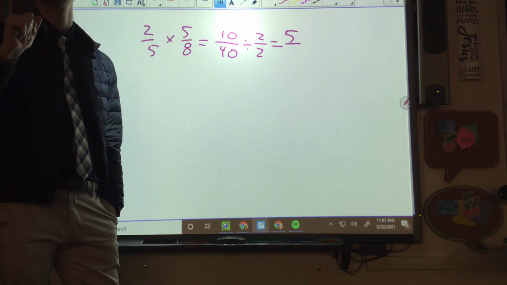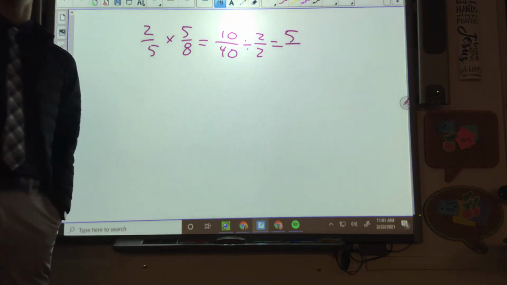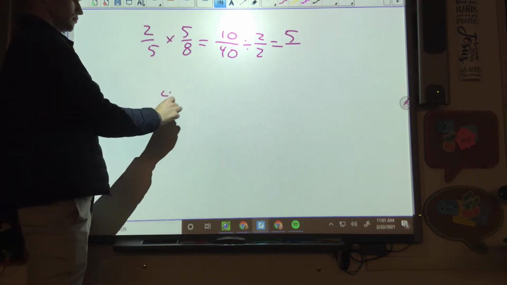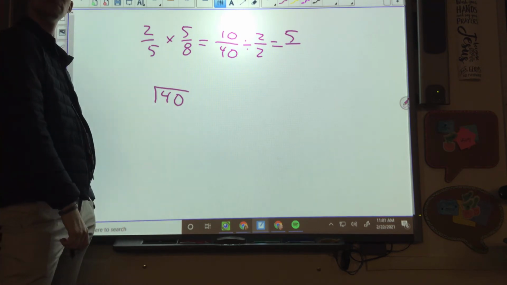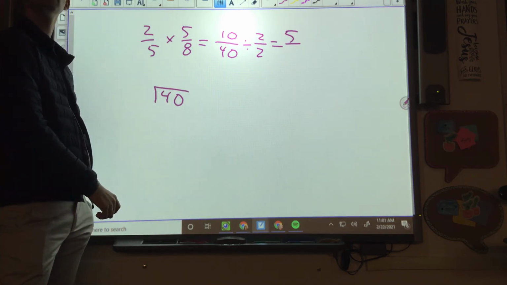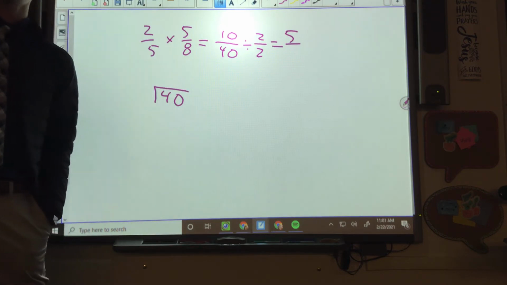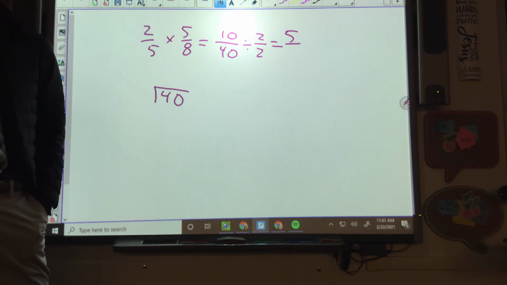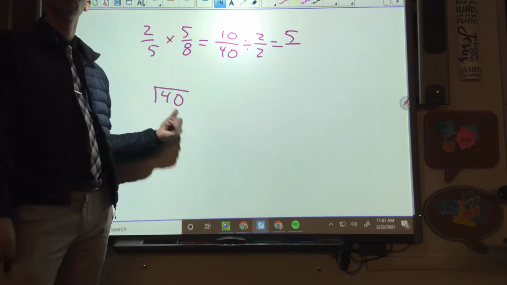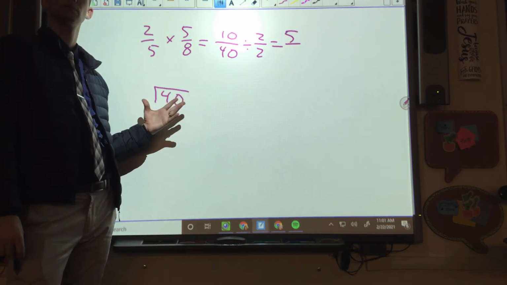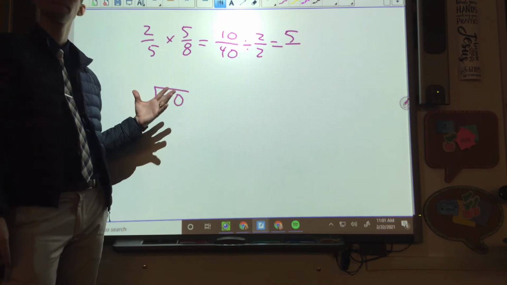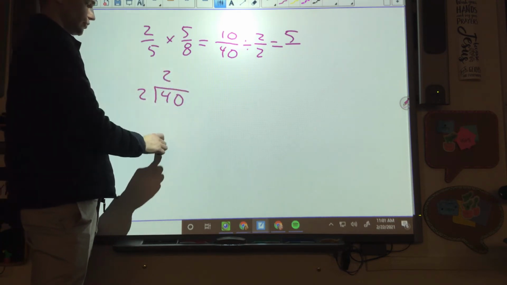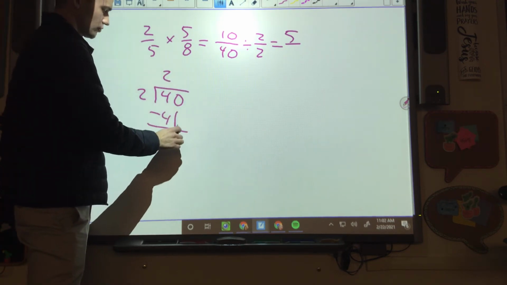It's okay to say you don't know. Okay, so if we don't know, what do you have to do? Ask a friend? Nope. Because you're not going to be able to ask a friend for your homework assignment. 40 divided by 2. What did I say? If you don't know what it is. Yeah, 2 goes into 4. How many times? 2. 2 times 2 is 4. Drop down the 0.